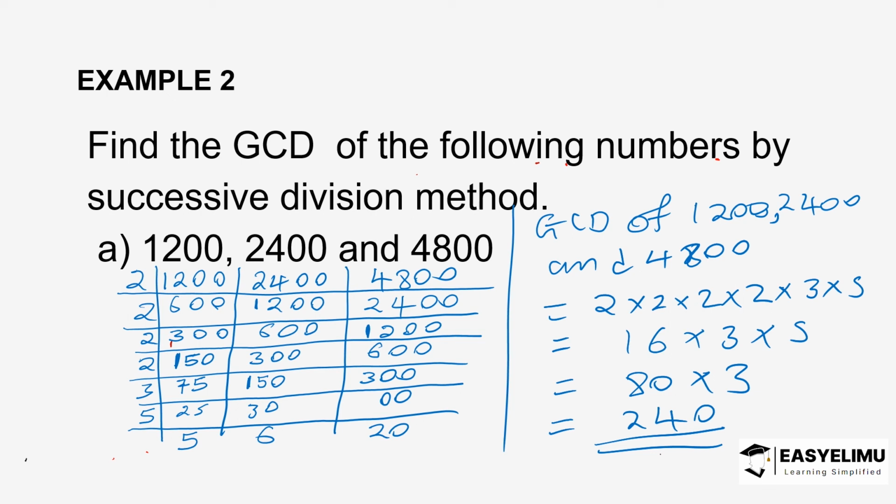We say the largest number. There are very many numbers that can divide all of them. But here we're talking about the largest number that can divide all of them without leaving any remainder. So there's 240. So let's look at our last example on this.